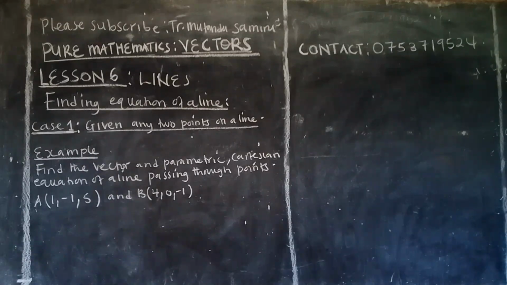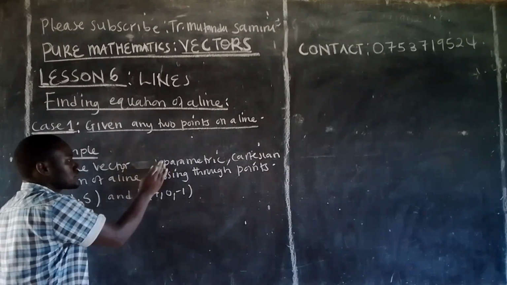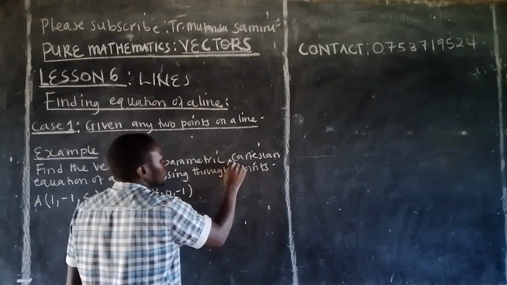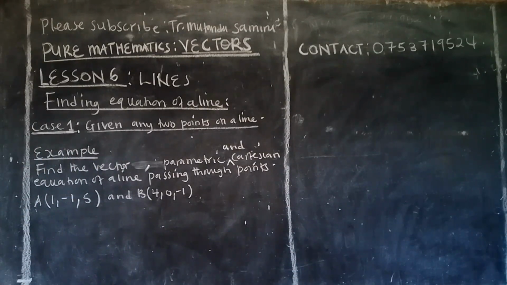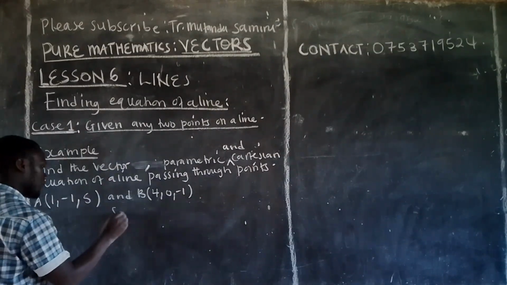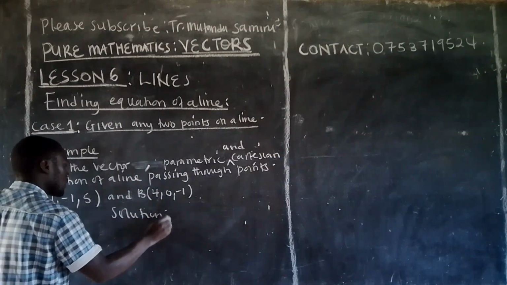An example we have is: find the vector, parametric, and the Cartesian equation of a line passing through points A and B. Okay, like that. So here we're going to say simply, solution.